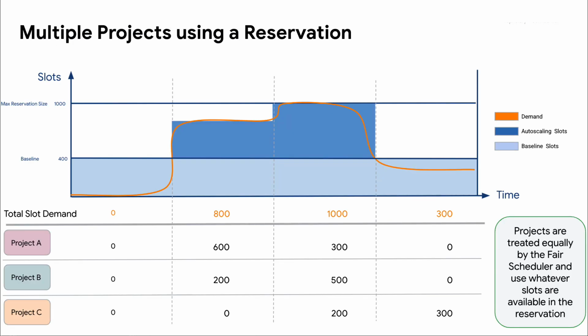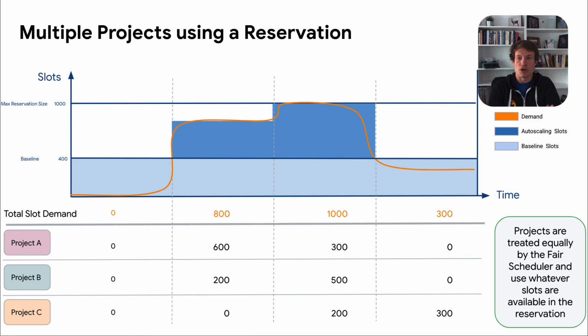Let's look at a simple example here of using multiple projects with a single reservation. You can see here that we have 3 projects, and we have a baseline of 400 slots, which means that we're guaranteed 400 slots across our projects. We can see here that we have our queries start to scale up in both project A and B, so we're incrementally purchasing an additional 400 slots from our baseline, but only for the time that the queries actually need them. And we're dynamically scaling further up to 1,000 slots total, 600 slots of which are auto-scaling, to meet our actual query demand as project C becomes available.